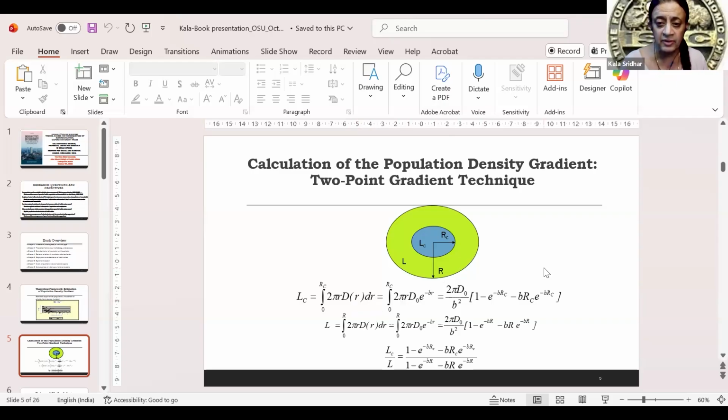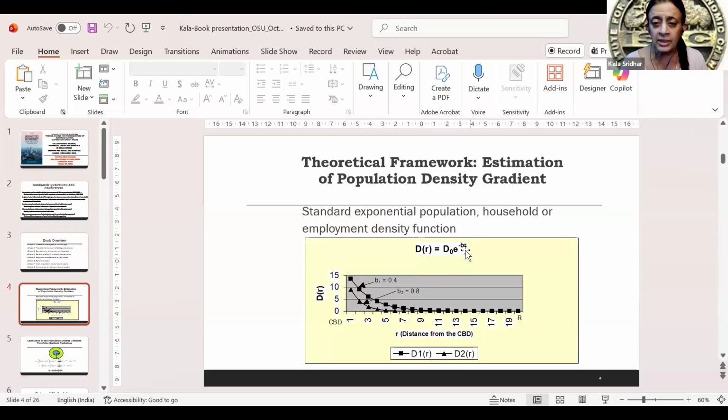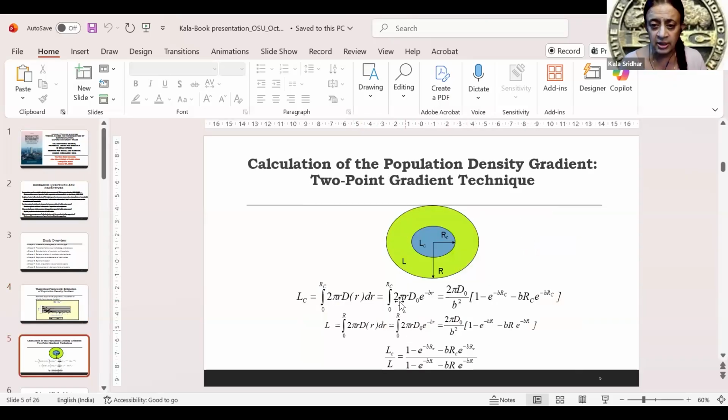And in the previous slide, you know that this is the functional form of the density function, which is a negative exponential, right? So if you integrate over RC, over the radius of the central city, the circumference, you will get one expression like this. And if you integrate over R, the radius of the metropolitan area, you will get the population of the entire metropolitan area.